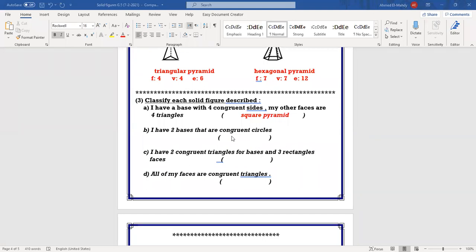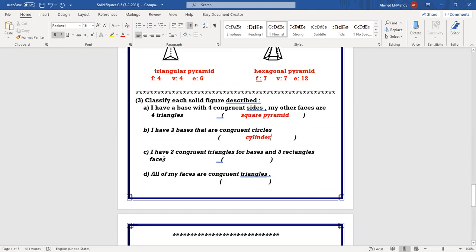Okay. B. I have 2 bases that are congruent circles. Which solid has two circular bases? Has two bases, each one is a circle. What is this solid? Cylinder. Cylinder, yes. The cylinder has two circular bases.